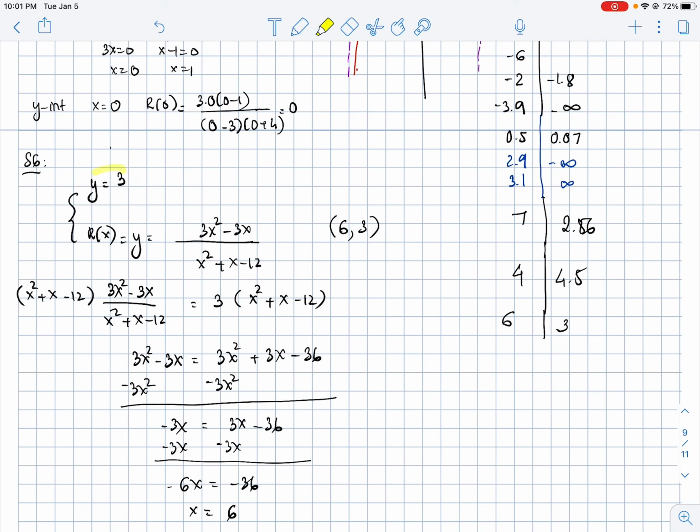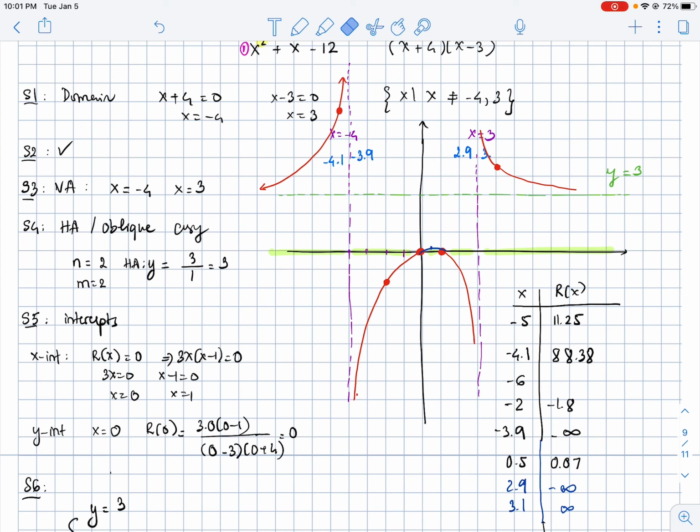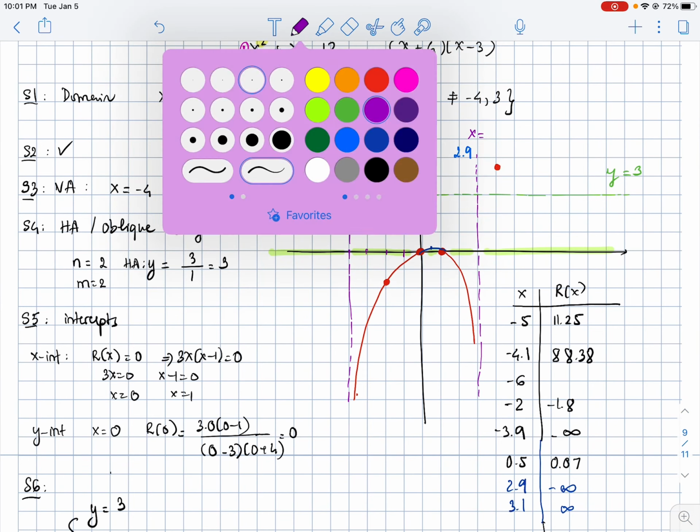I got 3 right away from this equation. If you want to check, you can input 6 for x in the function r of x. So you will get the answer 3. So that is the point where they meet each other. So what I'm going to do is go back and erase this curve, the red curve, okay? Then I will draw this again.